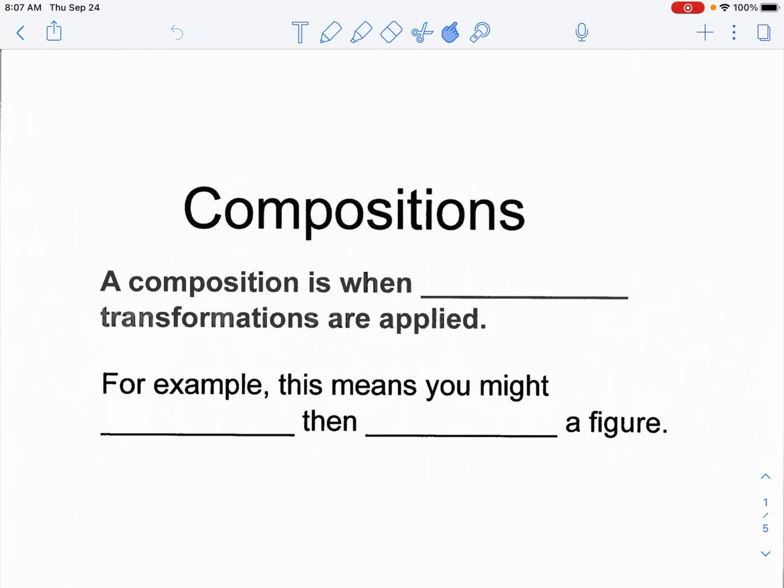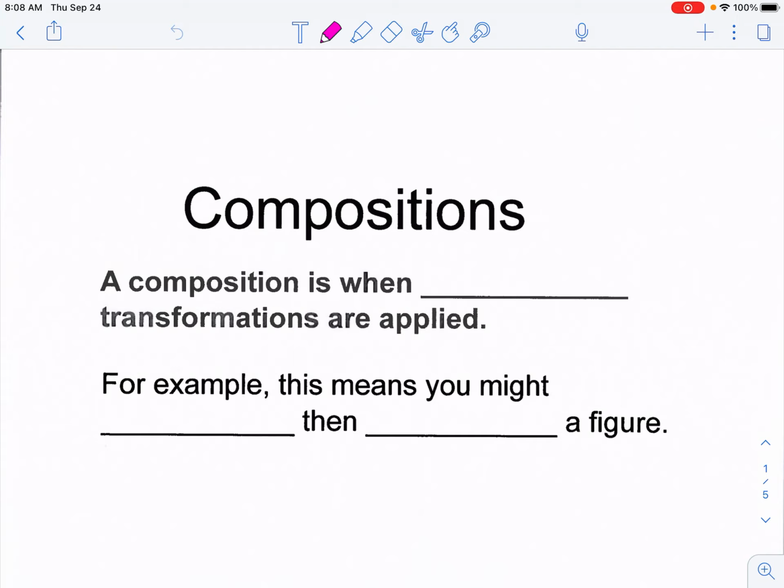Okay, today we're going to continue on with 2.2. At the beginning of this chapter, we did translations, a slide, and then we did reflections where we flip a figure. So today we're going to put it together and we're going to do what we call compositions.